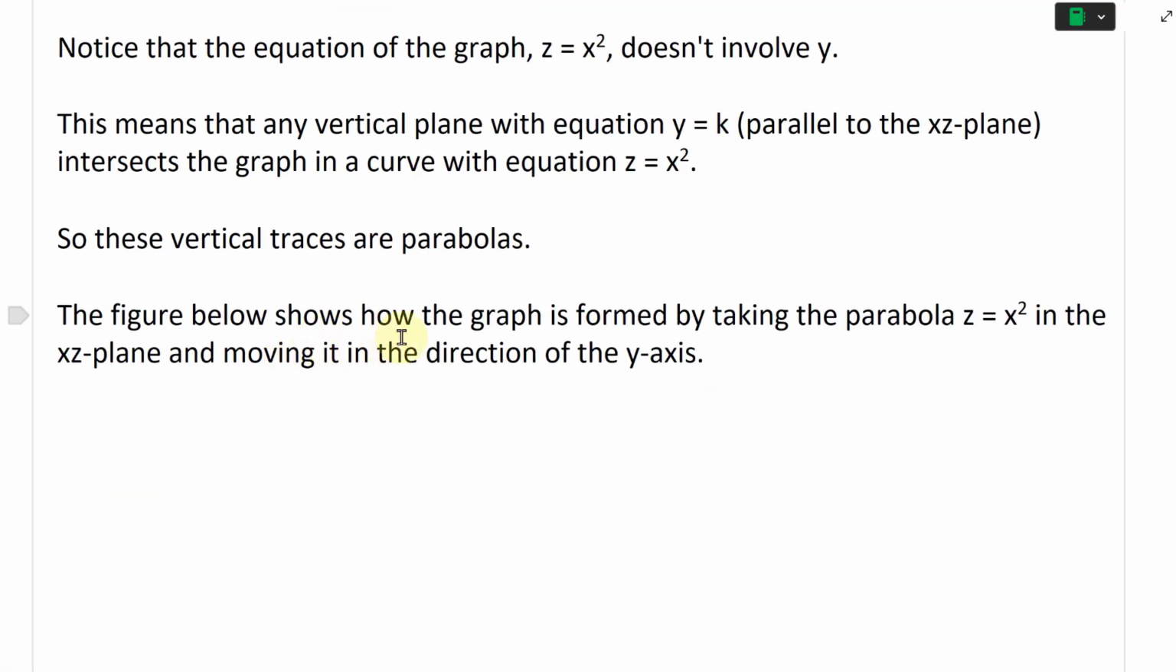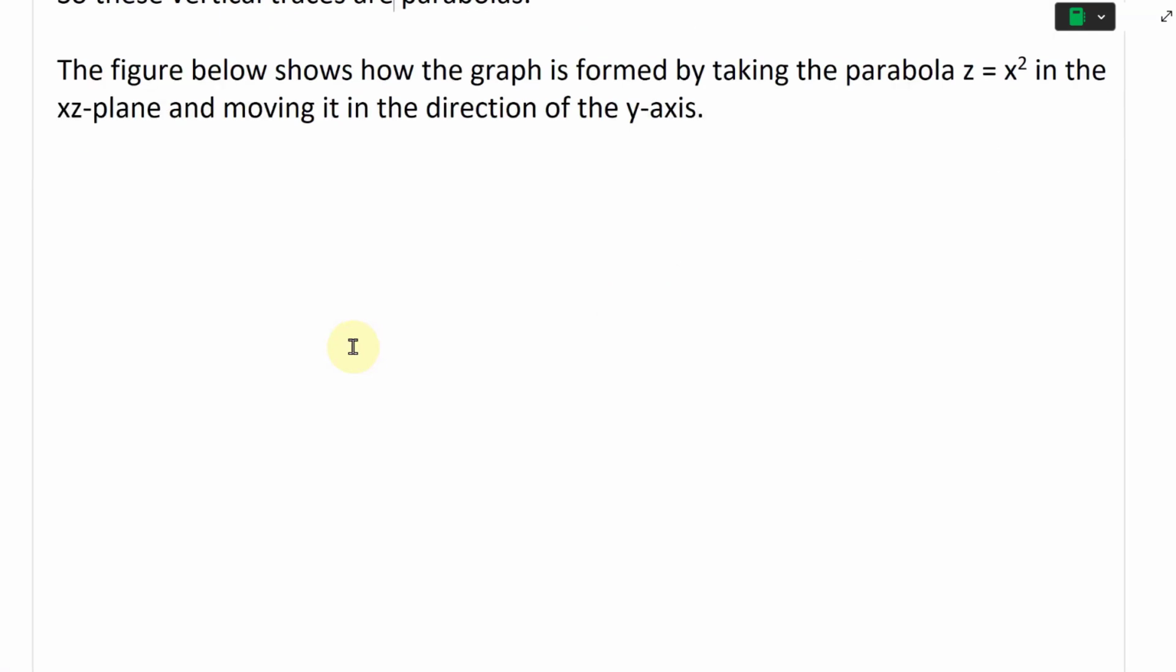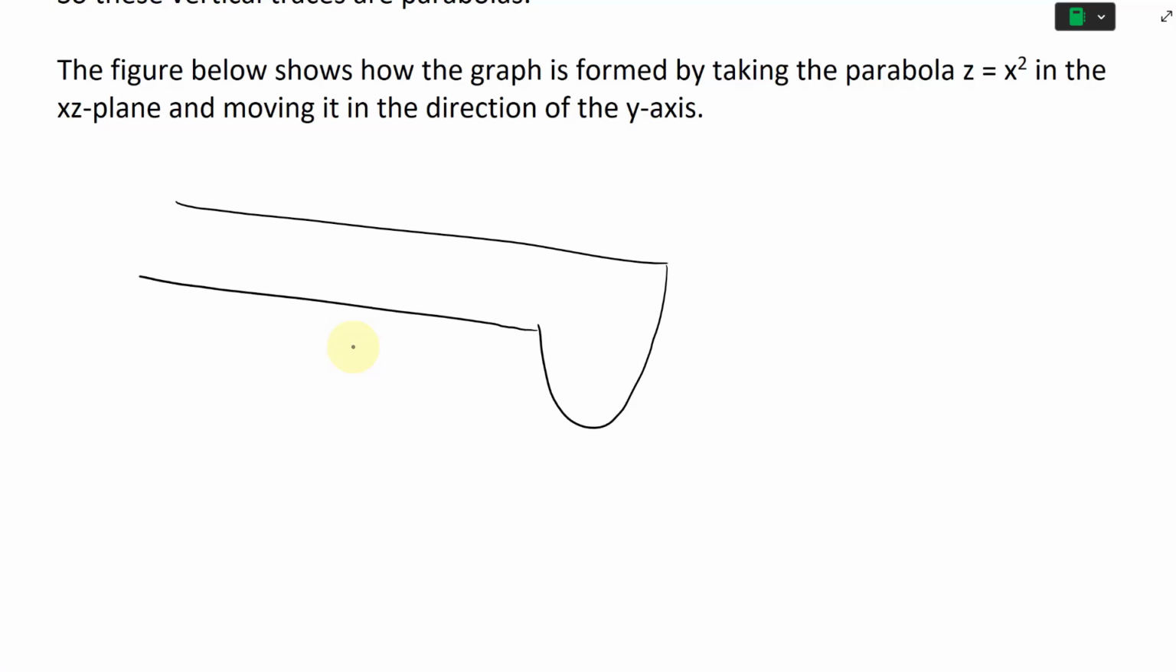The figure below shows how the graph is formed by taking the parabola z equals x squared in the xz plane and moving it in the direction of the y-axis. All right, so let's draw this in 3D. It's going to look something like this. So we're going to actually have a horizontal parabolic cylinder, that's what it's called. It's going to go like this, and I'll draw the axes soon, and just illustrate this.